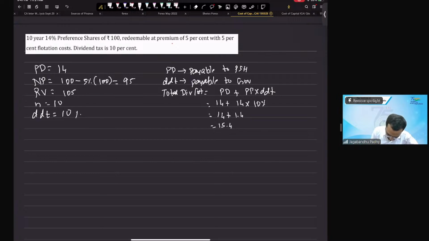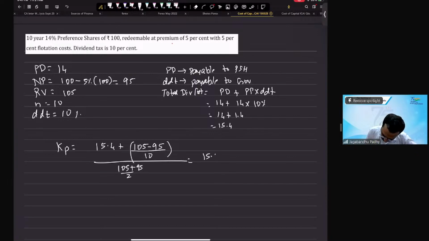Okay. So now when we're calculating the cost of preference shares, it's going to be 15.4 plus redemption value is 105 minus net proceeds is 95 divided by number of years is 10. The whole divided by 105 plus 95 by 2, which is 15.4 plus 1 upon 100. So 16.4 upon 100. Answer is 16.4%.